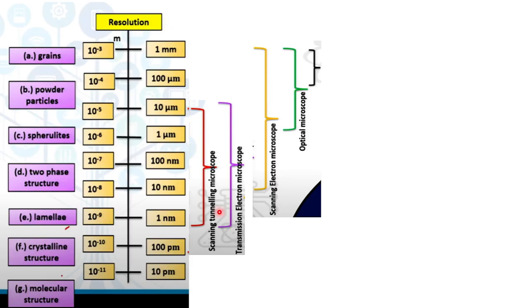So these are the different polymer morphologies. Grains are actually 10 to the power minus 3 meter, powder particle dimension is 10 to the power minus 4, then spherulite type of polymers or two-phase structure if a blend is there, lamellar crystalline structure, molecular structure. So different physical morphologies and their resolution scale, and this shows which microscopy techniques will be applied to visualize different structures of your material.